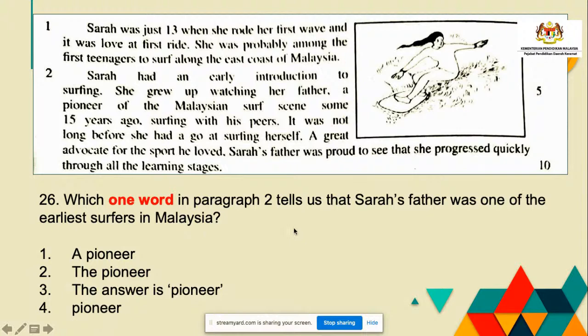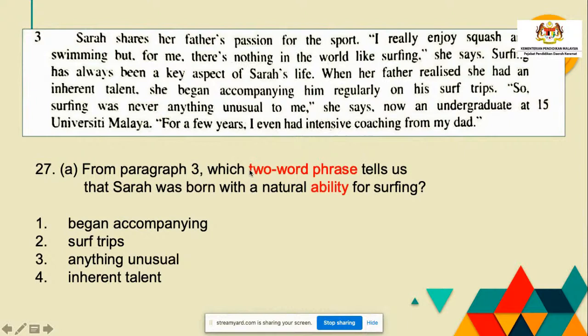All right, next. From paragraph three, just now it was one word. Now, a two-word phrase. The phrase only has two words. It tells us that Sarah was born with a natural ability, an ability for surfing. So now your job is to find the two-word phrase. Let's see. Sarah shares her father's passion for the sport. I really enjoy squash and swimming, but for me, there's nothing in the world like surfing. She says surfing has always been a key aspect of Sarah's life. When her father realized she had an inherent talent, she began accompanying him regularly on his surf trips. So surfing was never anything unusual to me, she says, now an undergraduate at University Malaya. For a few years, I even had intensive coaching from my dad.